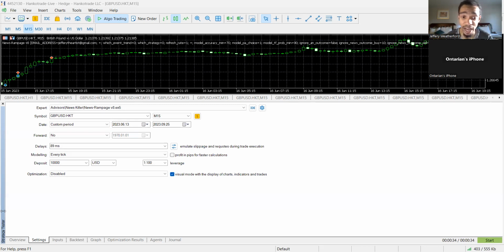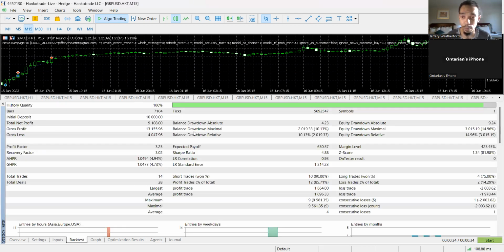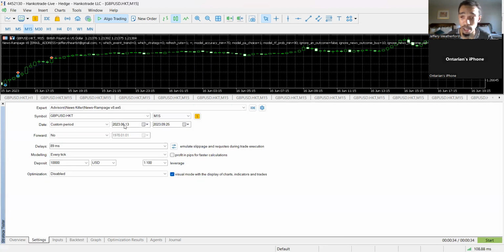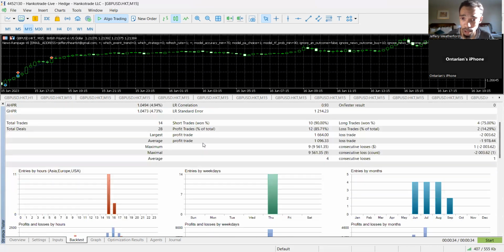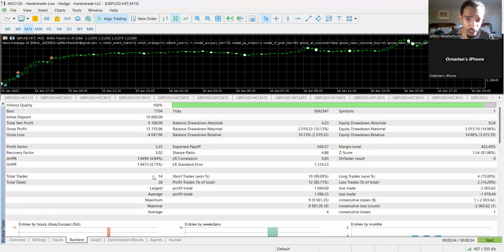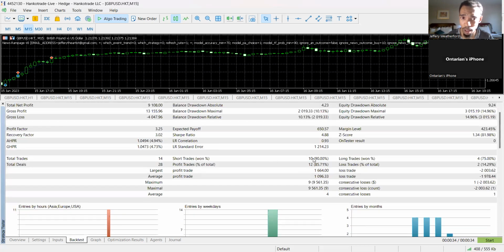Okay, so now let me show you the back test of what actually happened on the charts over the course of, let me see, this was from June 13th of this year to basically almost current day, September 25th. We started with $10,000 on June 13th. Over the course of those 3 months, it took 14 trades total. Out of those 14 trades, the 10 short trades, it won 90% of them, and the four long trades, it won 75% of them.